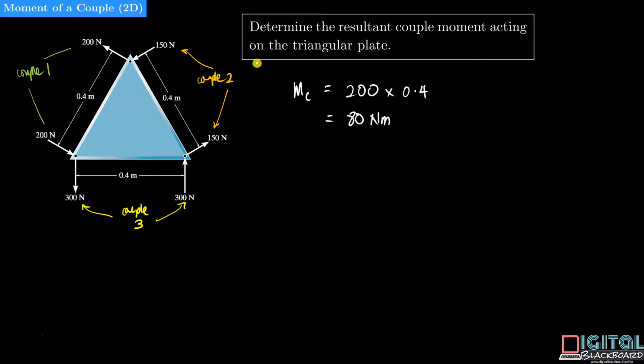In this question, however, we are asked to determine the resultant couple moment acting on the triangular plate. The pair of 200 Newton forces is just one of the three couples that you see here, the other pairs being the 150 Newton forces and the 300 Newton forces. So altogether, we have three couple moments generated by these three couples here. And the question wants us to calculate the resultant couple moment.